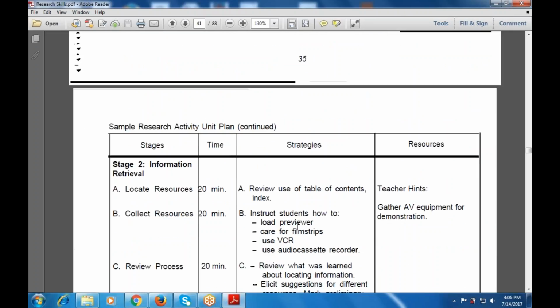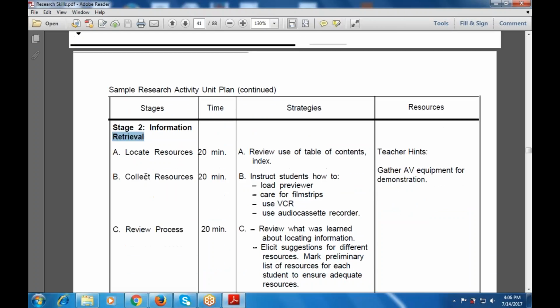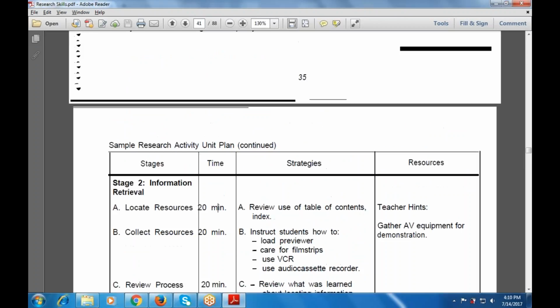Next is the sample research activity plan, which is also continued further. So stage 2 is information retrieval. First is locating resources, which is used for 20 minutes. Now the next stage is information retrieval, which includes locating resources. This is also used for 20 minutes.